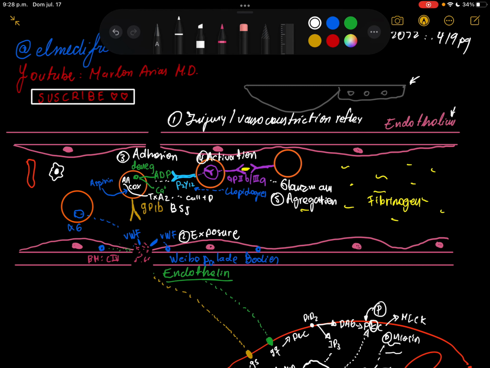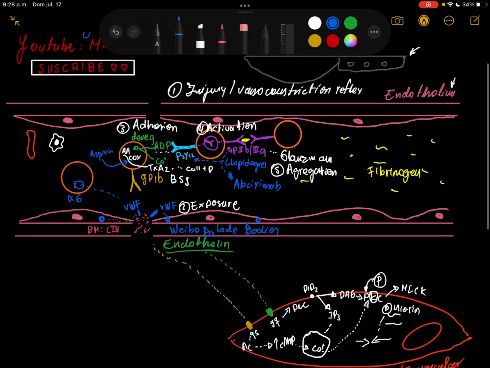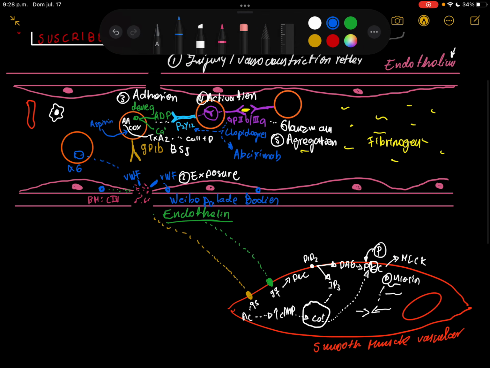Just a little reminder that we have another drug that acts at the GP2B3A called F6. And that's all, friends. I hope that this video could help you understand easily what happens in this first step of the coagulation. The next video is going to be the secondary hemostasis or the coagulation cascade.